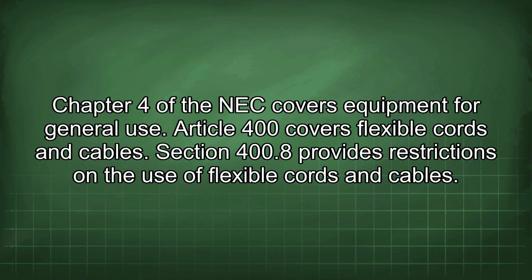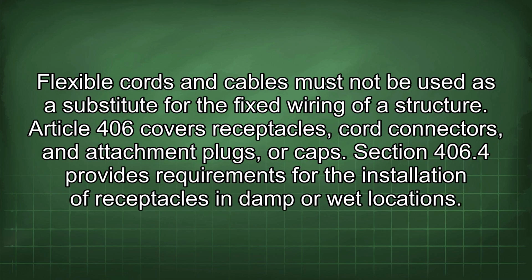Section 400.8 provides restrictions on the use of flexible cords and cables. Flexible cords and cables must not be used as a substitute for the fixed wiring of a structure. Article 406 covers receptacles, cord connectors, and attachment plugs, or caps. Section 406.4 provides requirements for the installation of receptacles in damp or wet locations.